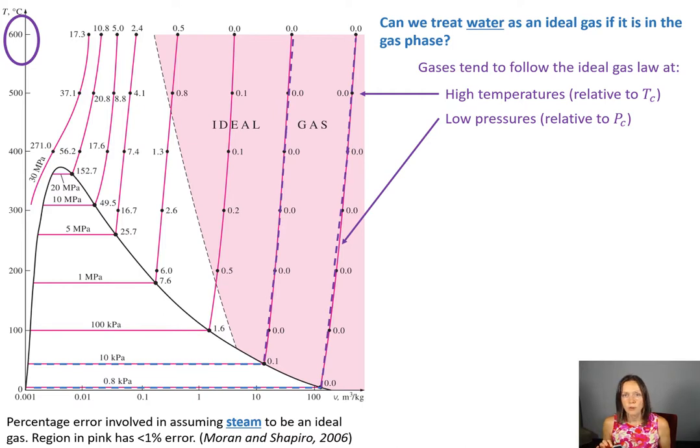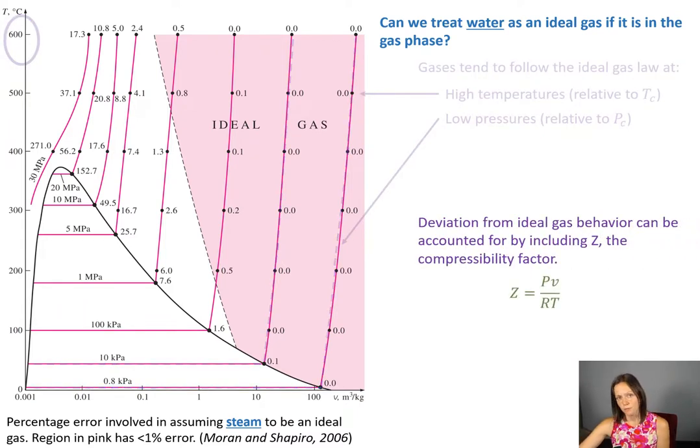Now, remember that critical temperature and critical pressure, that's the temperature and pressure at the very apex of that vapor dome, if you don't remember. So, for example, the line of constant pressure that passes through the apex of that dome, that's a line of constant pressure that would correspond to 22 megapascals. So that's the critical temperature. And the critical temperature is, I don't remember off the top of my head, but I think it's 377 degrees Celsius, somewhere around that region.